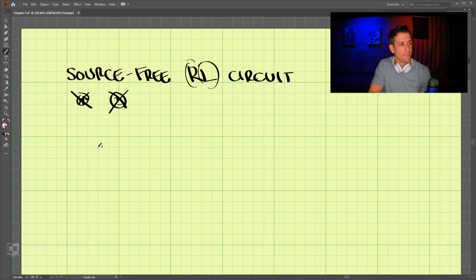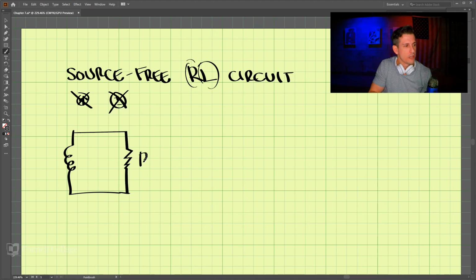So what we have here is a circuit that looks something like this. So we have an inductor and we also have a resistor. And we can call this R, and this is L. And here we have a ground. So what we're going to do is label the voltages through these. We're going to have this be the voltage VR across the resistor, and this is going to be the voltage VL across the inductor.